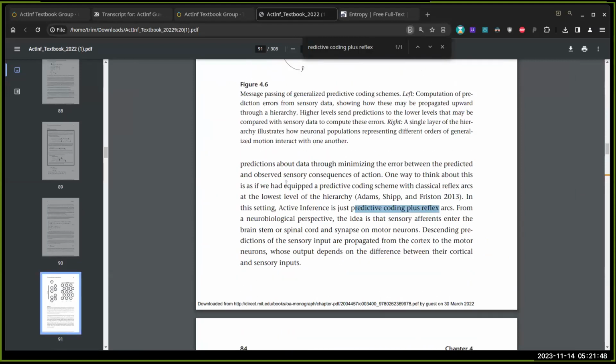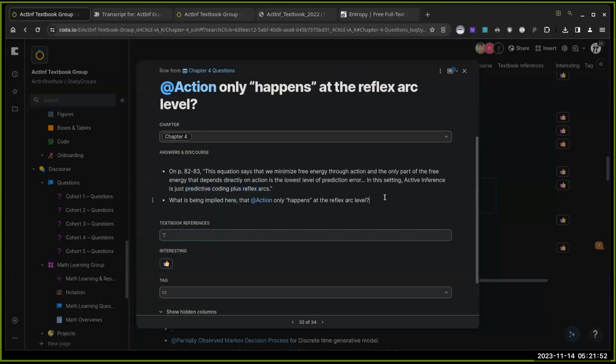I have a thought. Sure. Well, in the predictive coding paradigm, you're passing errors, and so the errors are the only way that you get mind updates. So is that just saying that the source of error only happens at the reflex arc level?